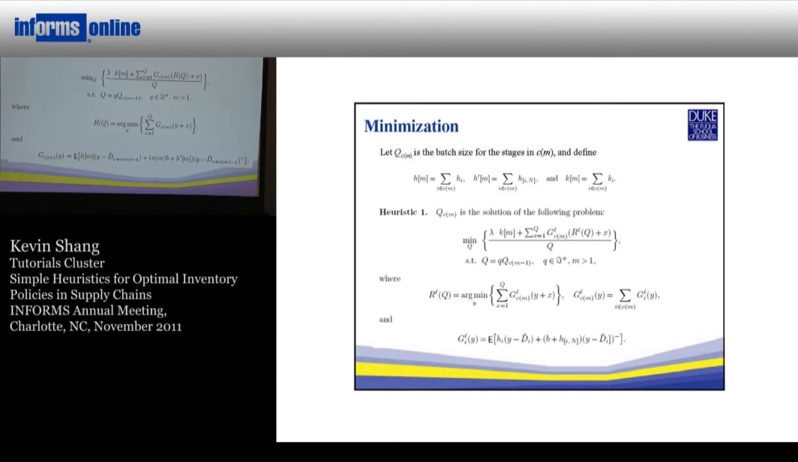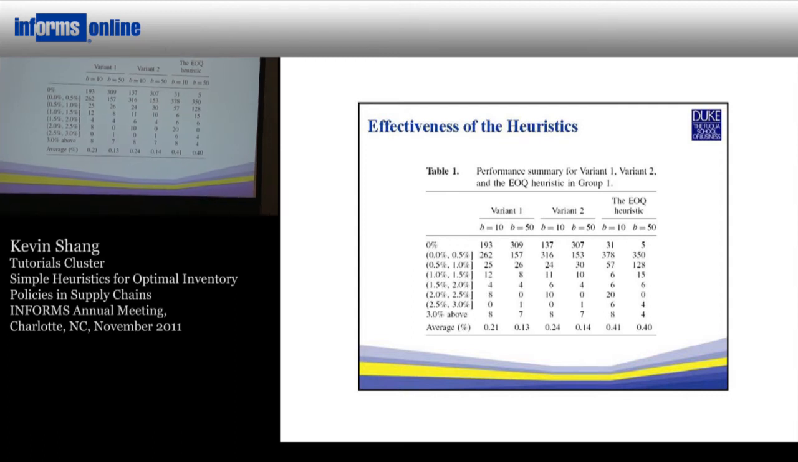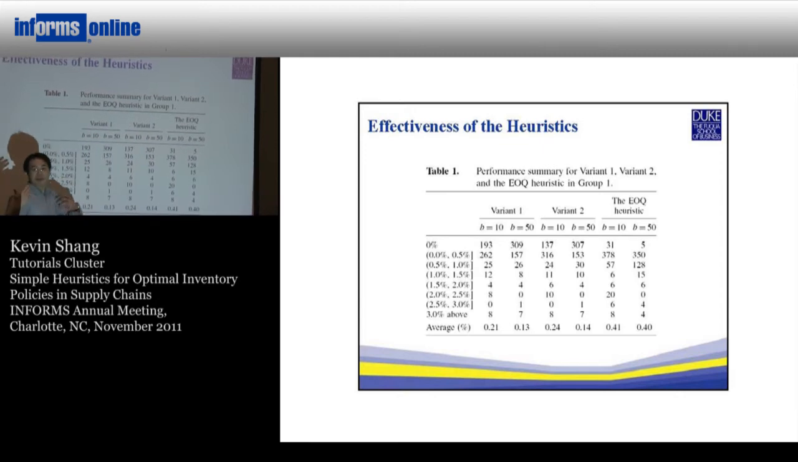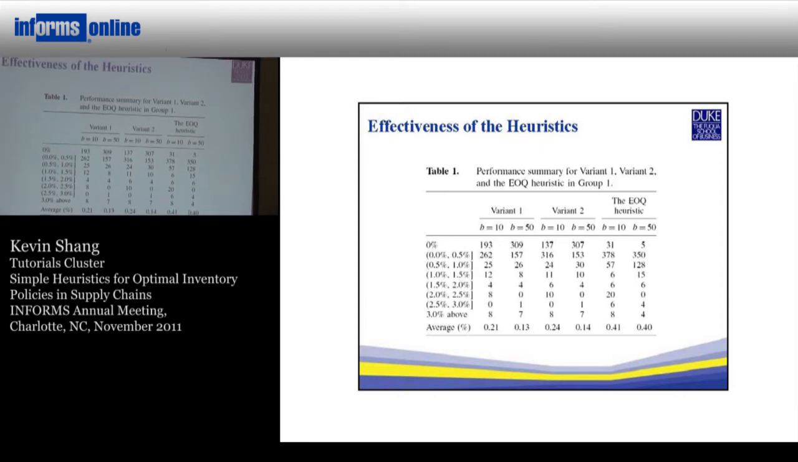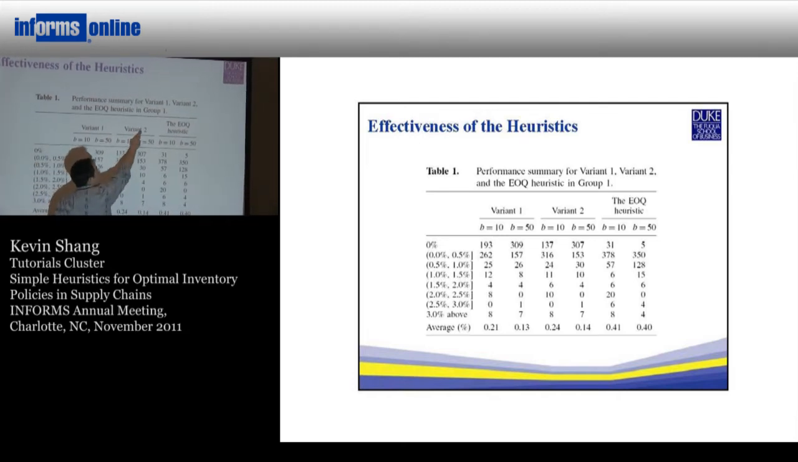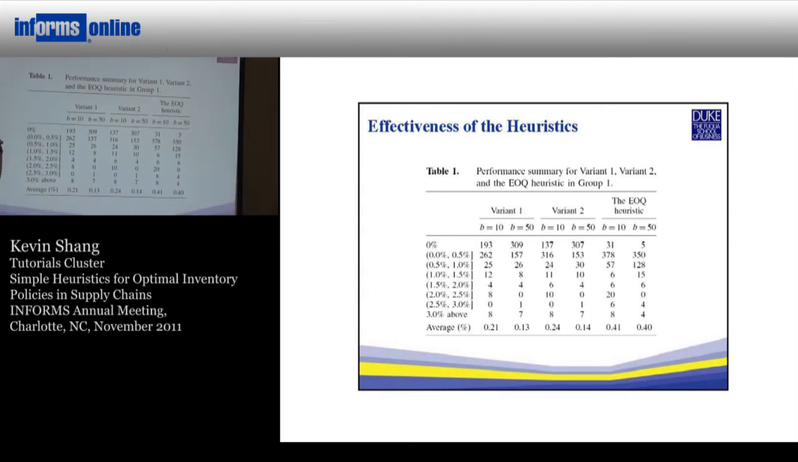And how good is that? So here's the result. I think in one of the papers I compared various parameters. I don't really remember what I compared, but I just remember there were a lot of computations going on. But here is the example. Variant 1 is the heuristic 1 that I showed you. Variant 2 is the heuristic 2. The only difference is the single stage cost function.